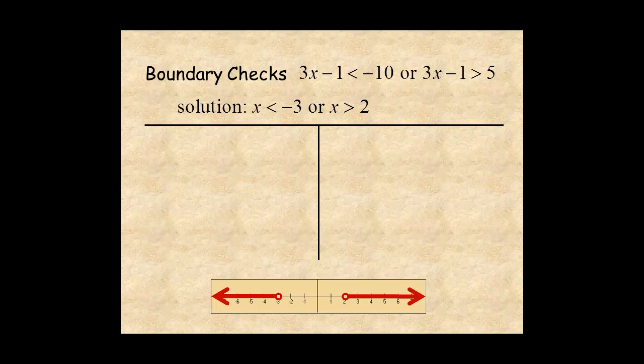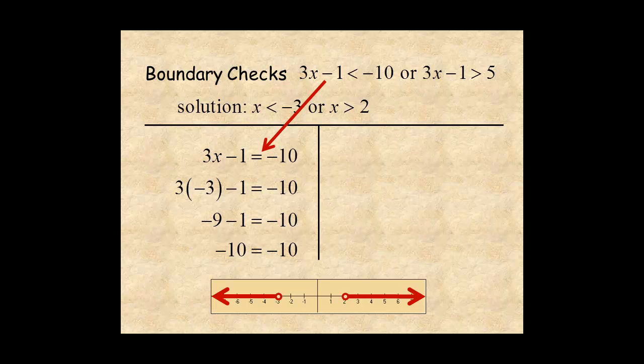There are two boundary checks. On the left, write the inequality as an equation and substitute the left boundary, x equal negative 3, for 3 times negative 3 minus 1, which is negative 9, negative 1, which is negative 10, and the left boundary checks.